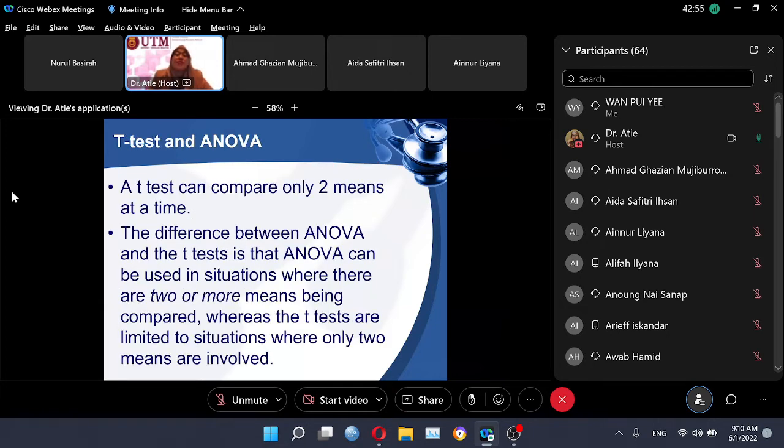And then t-test and ANOVA. A t-test can compare only two means at a time, but ANOVA can compare two or more means at one time. So this is the beauty of ANOVA.